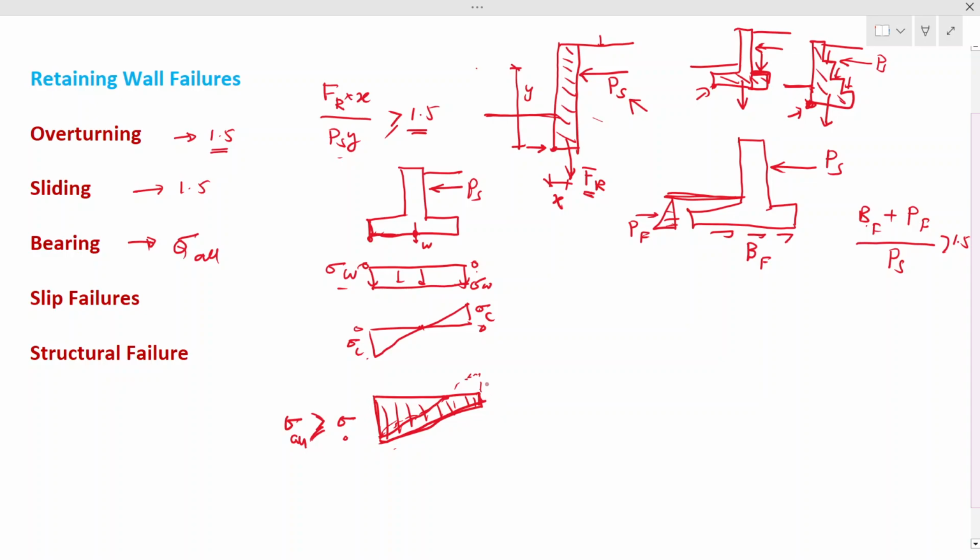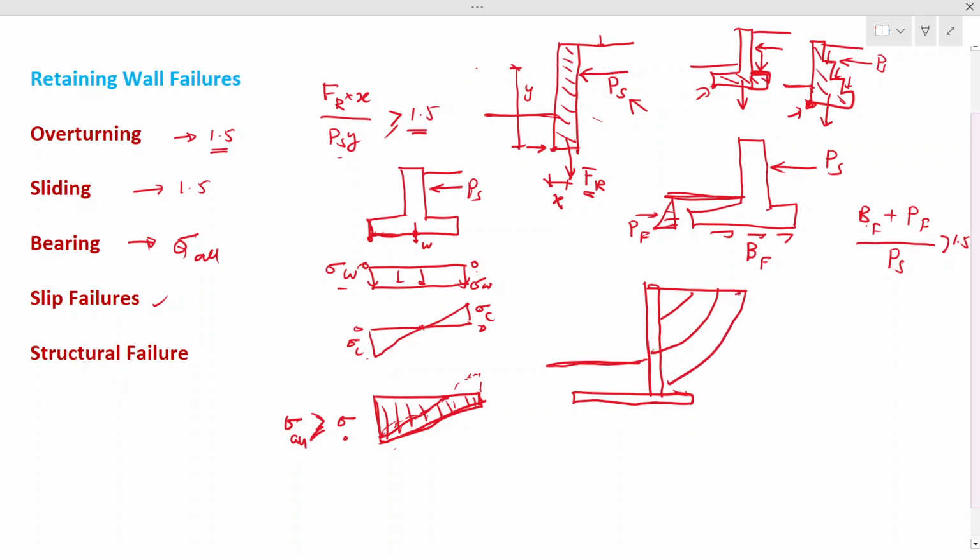Now let's move to the next failure method, slip failures, right? What do you mean by slip failure? Now when you have a retaining wall like this, you have soil here, and soil somewhere there, right? This is your retaining wall. Okay, let me draw the complete one. Right. So soil can fail like this, it fails in wedges.